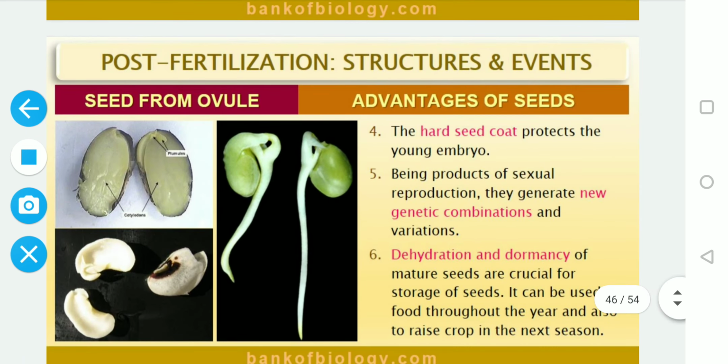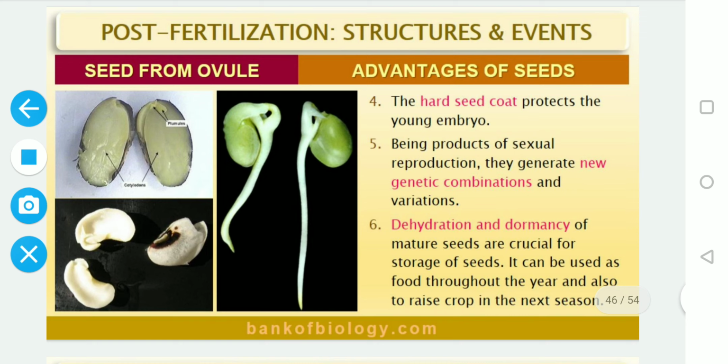And also the advantages: the hard seed coat protects the young embryo. I told you a number of times, whenever the seeds are dispersed, it may be influenced by biotic and abiotic agents. Sometimes due to water and air it may be dispersed, sometimes due to animals, isn't it? In such cases, the hard seed coat, outer testa and inner tegmen, protects the young embryo.